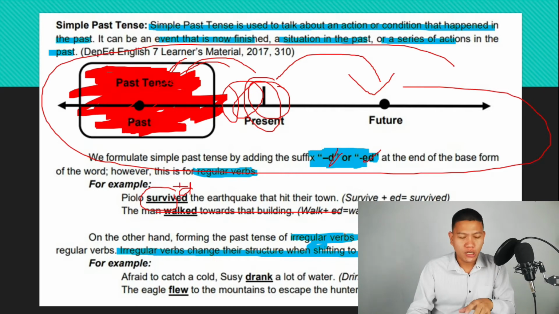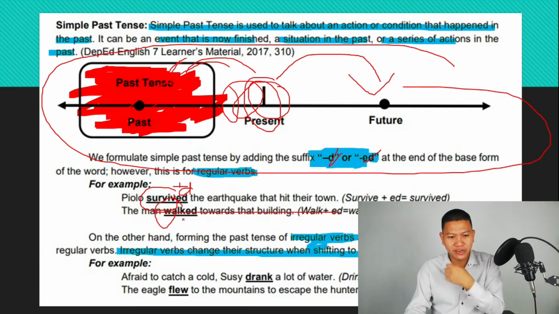Another is walk. The man walked towards the building. So the action took place already in the past, perhaps yesterday or the other day, and the main verb is walk. Since it must be in its past form, then we cannot just simply add D. So we will add ed.